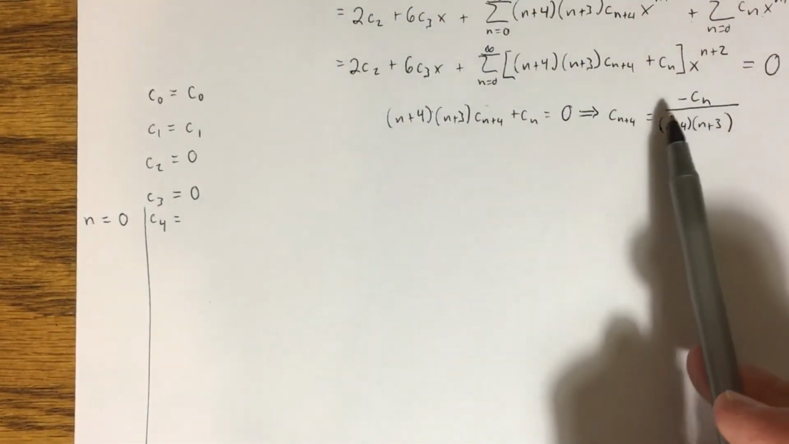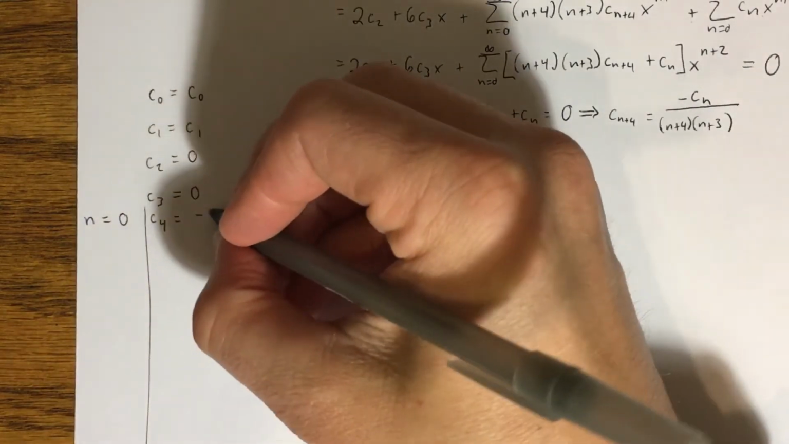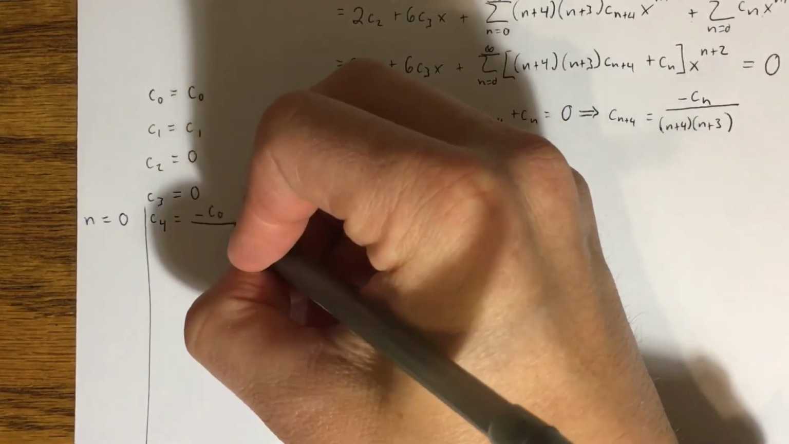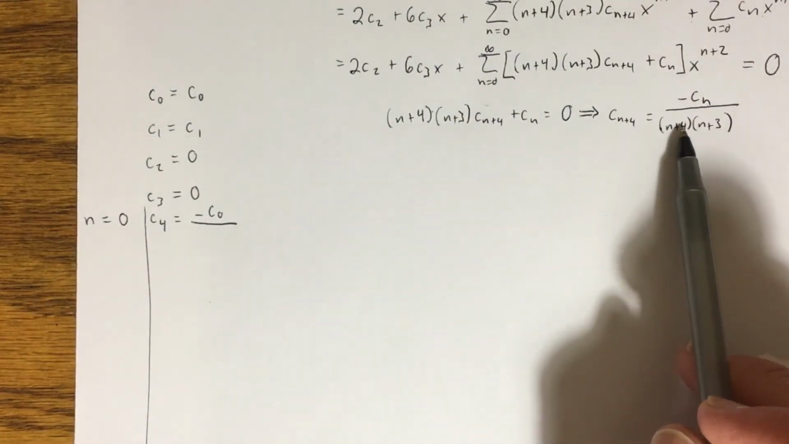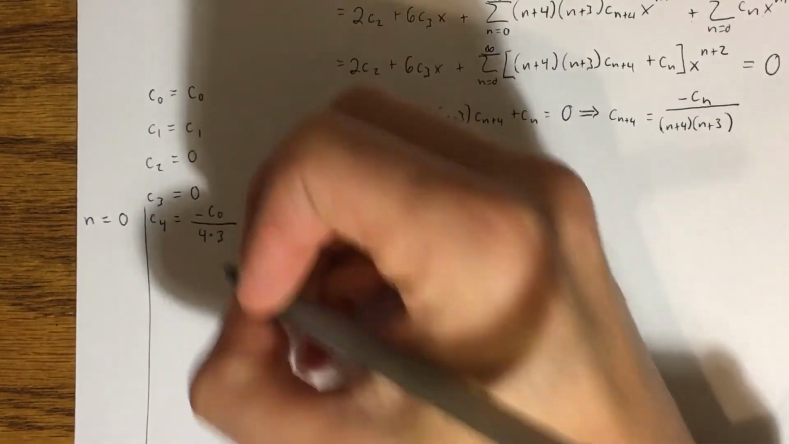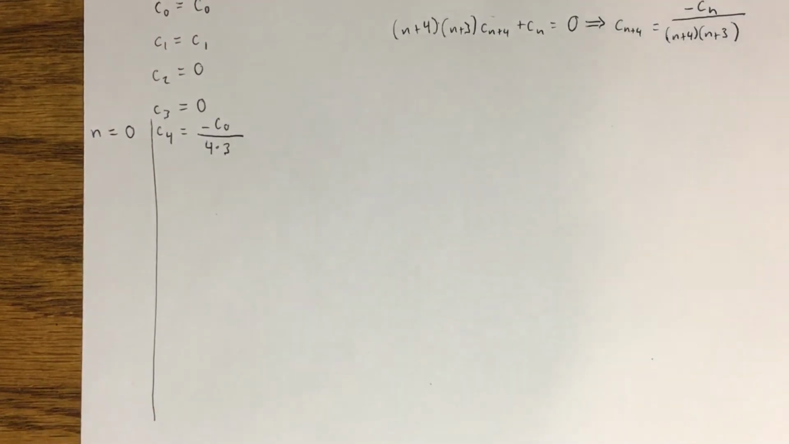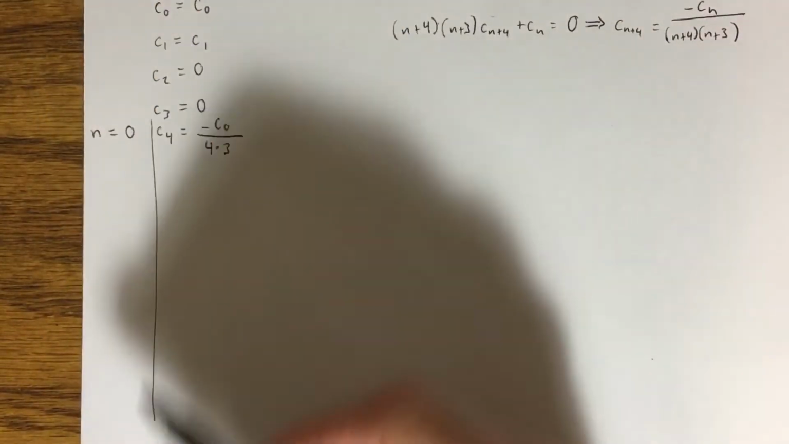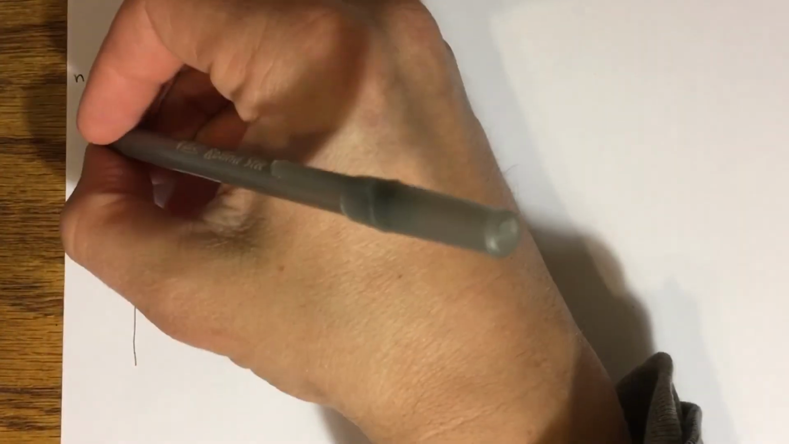C4 is going to equal negative C0 over, plugging 0 in for n, 4 times 3, which I'll just write as 4 times 3. Now I'm going to continue working out a whole bunch of coefficients here, and the goal is to get enough terms to get an idea of what's happening with this series.